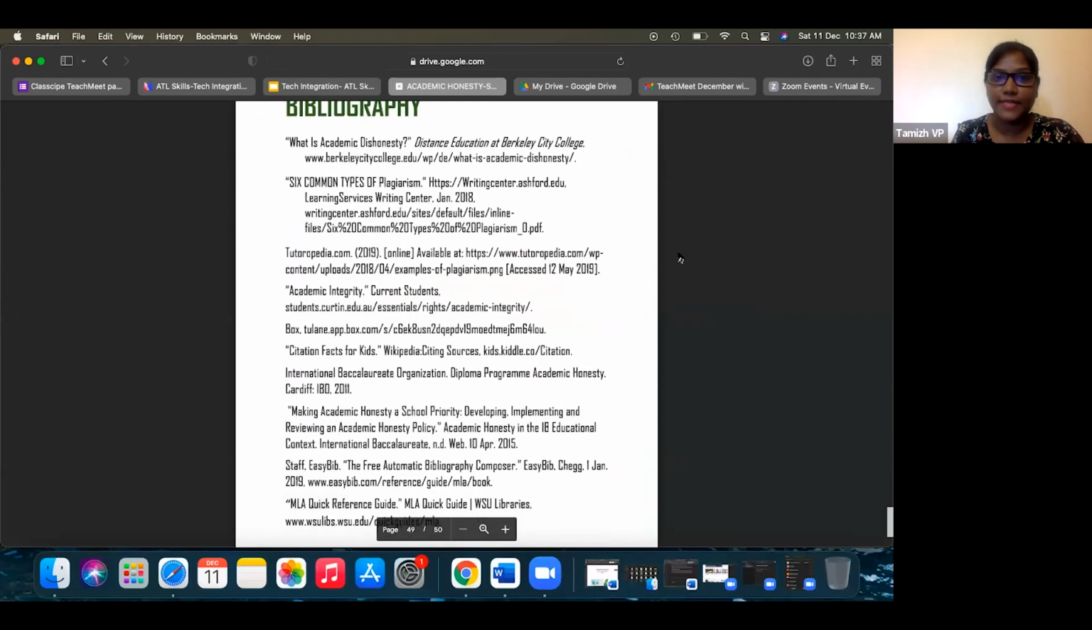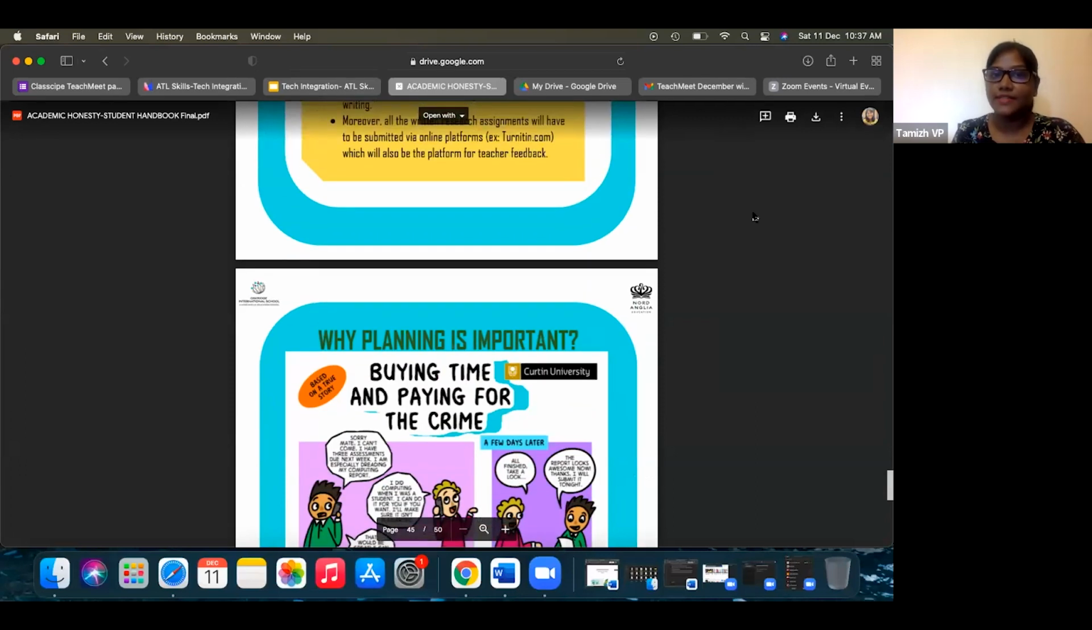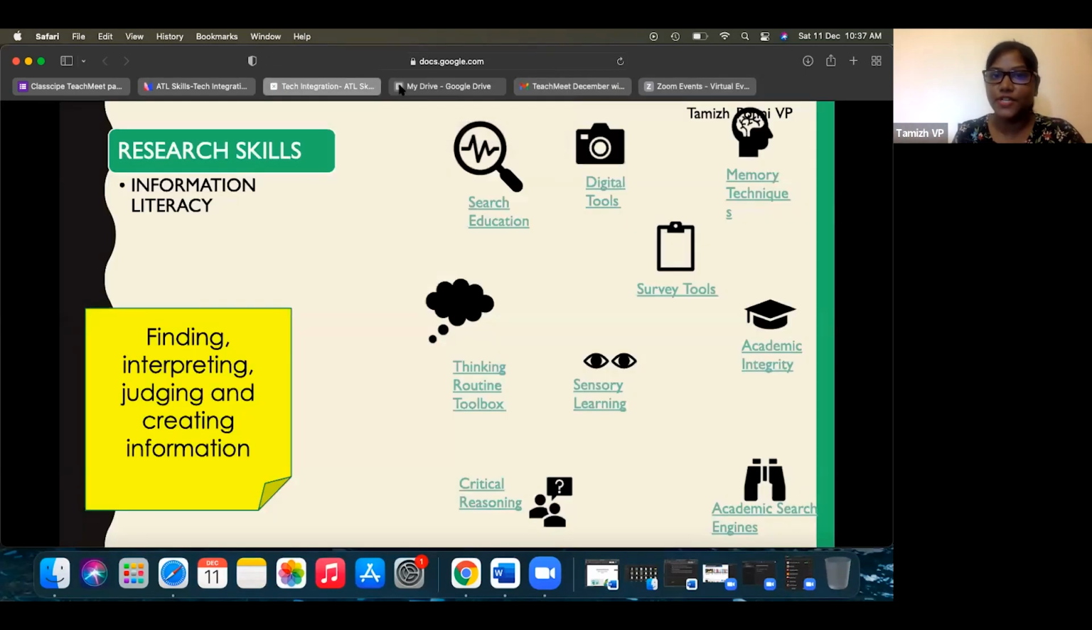not following academic integrity. And of course, the bibliography is here. So you can take a look at it and make something similar for your school as well. Because once you make it, it's always going to be there. Once in a while, you can revise as per the policy, but for children, it's a very good tool.